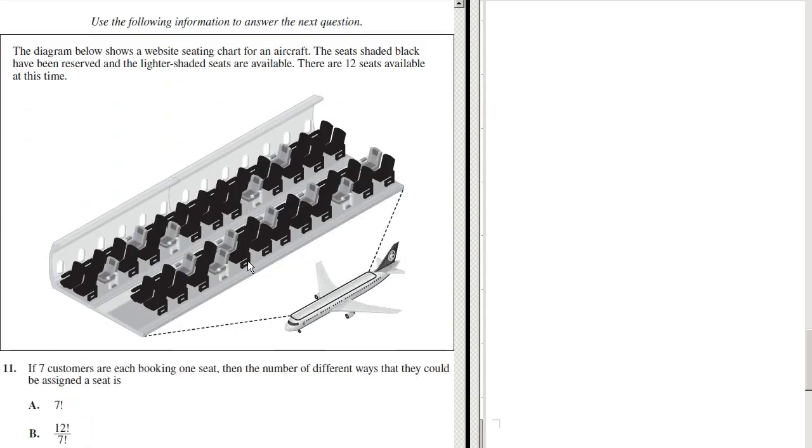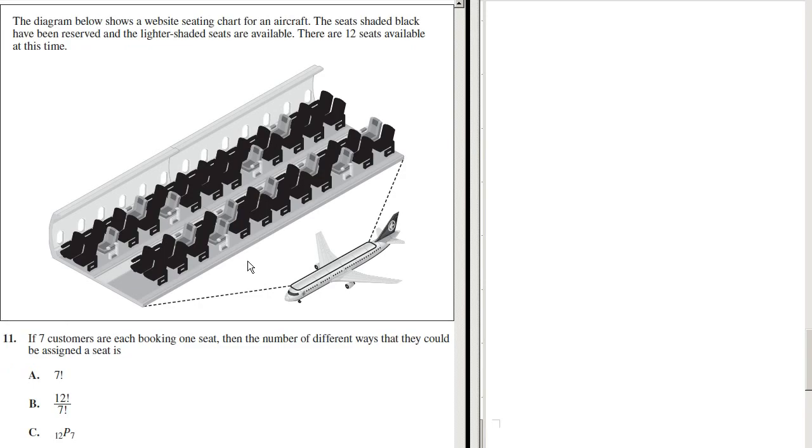Moving on, the diagram below shows a website seating chart for an aircraft. The seats shaded black have been reserved, and the lighter shaded seats are available. There are 12 seats available at this time.